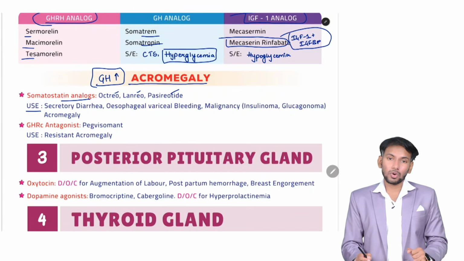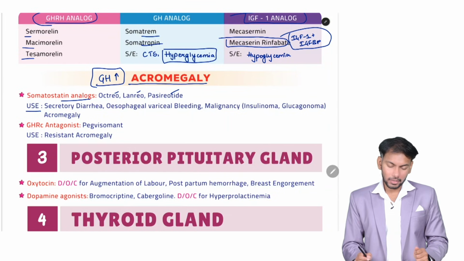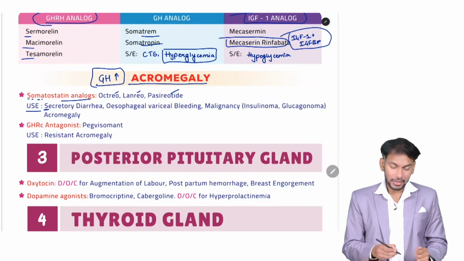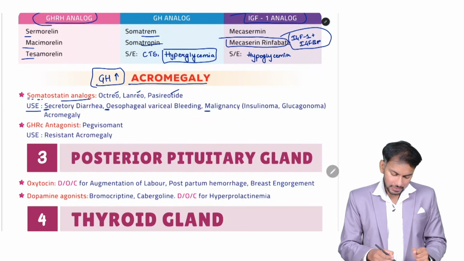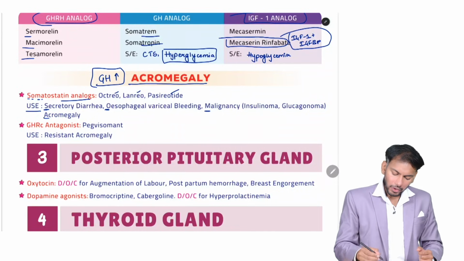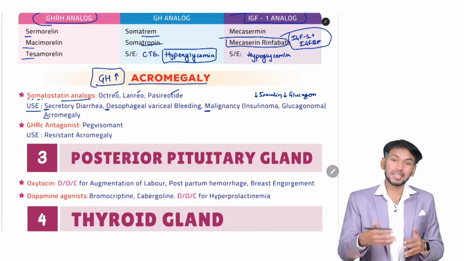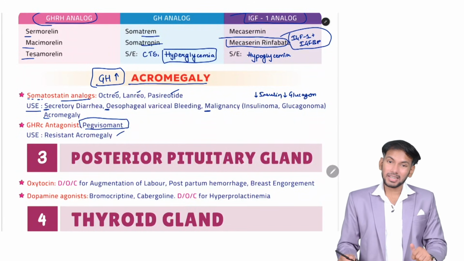What are the uses of octreotide or somatostatin analogs? See, SOMA, these are the uses. S for secretory diarrhea, O for esophageal varices, M for malignancies, A for acromegaly. That is why we are using it in acromegaly. Why is it used in malignancy? Because it will decrease both insulin and glucagon. Now we have a growth hormone receptor antagonist, pegvisomant. This is used in resistant acromegaly.